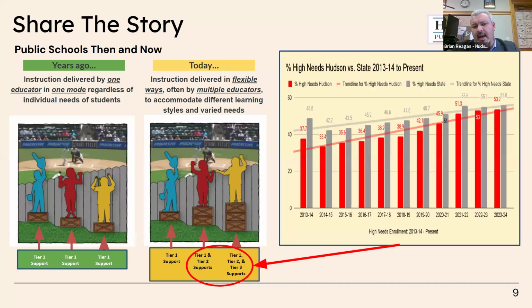And on the right is our high needs percentage trajectory over the past 10 years. You can see we're in line with the state, but it's a pretty steep incline of students that are considered high needs in Hudson over time. And this is being seen in communities across the state. But again, this is just an example of a slide that we used almost every time we presented. People were always referring to that slide with the kids looking at the baseball game over the fence. So they understood the difference between years ago versus today, some of them anyway.